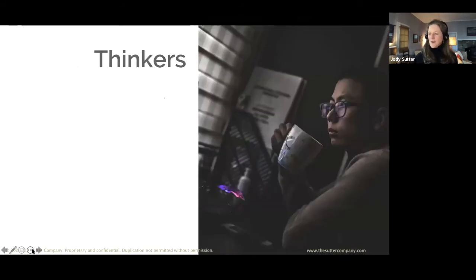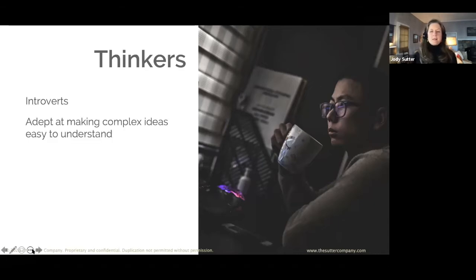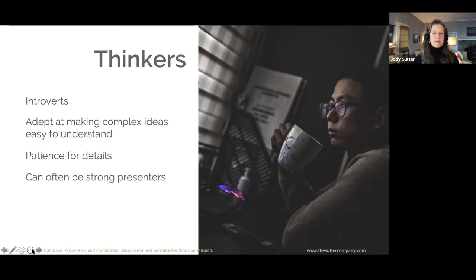And then the last profile, finally, we have are the thinkers. So the thinkers are the introverts of the bunch. Just because they're introverted doesn't mean that they can't be excellent business developers. Like the communicators, they share the ability of making complex information easy for mere humans to understand. Unlike the communicators, they tend to have the patience for the details that is very useful for business development, especially developing strong one-on-one relationships. They can often be strong presenters. They can often also be strong prospectors.